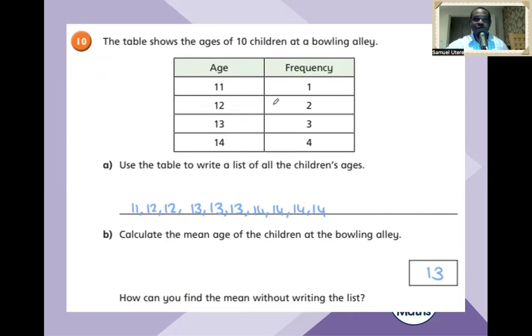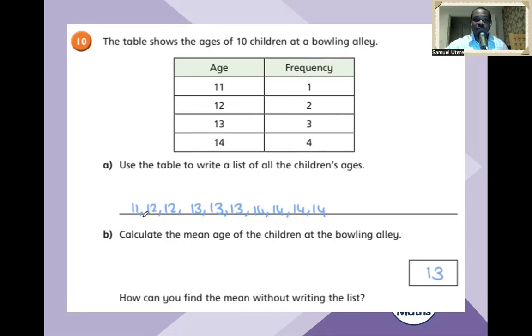Now, watch this. Frequency means how many people actually were age 11. So frequency means how many. So this means there are 2 people that were 12 years old. This means there were 3 people that were 13 years old. And this means there were 4 people that were 14 years old. That's what frequency means, how many they are.